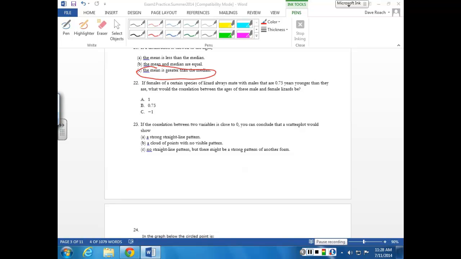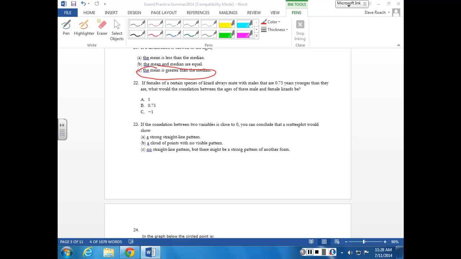Okay, so on number 20, we're into lizards here. Females always mate with males that are 0.75 years younger than they are. What would be the correlation for that? Let me tell you the most surefire way to get this one right.